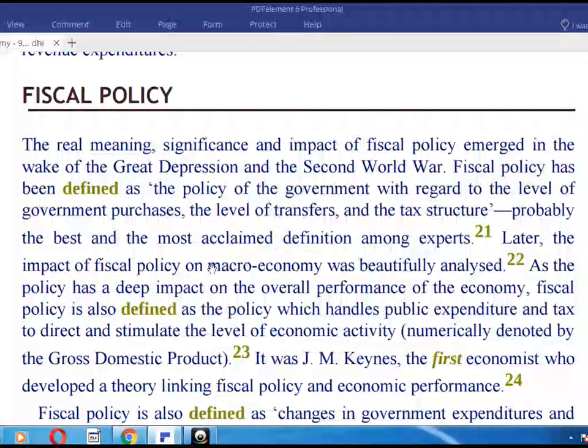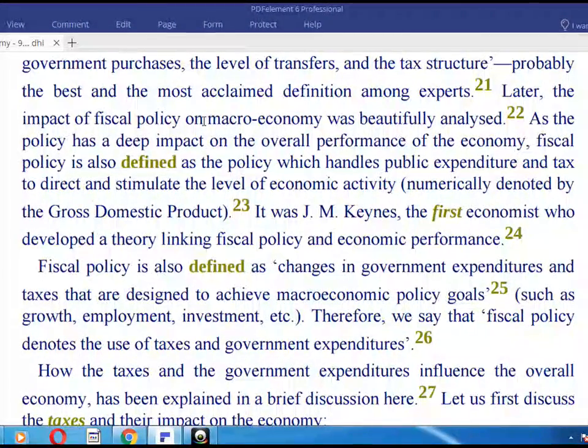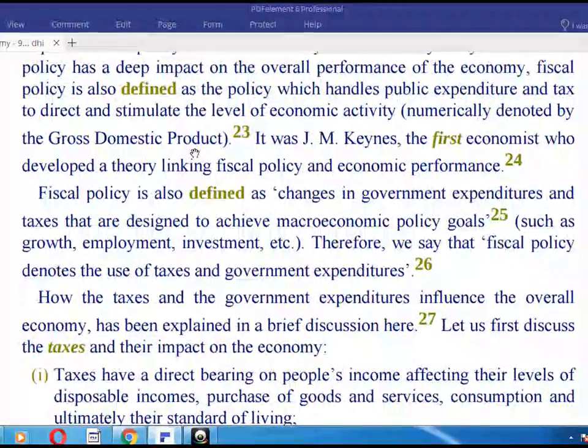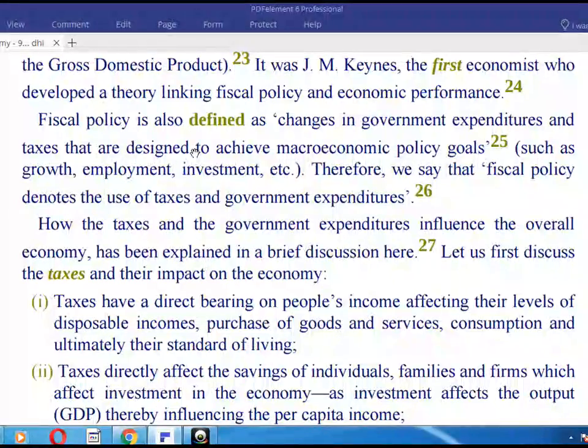Later, the impact of fiscal policy on the macroeconomy was beautifully analyzed, as the policy has a deep impact on the overall performance of the economy. Fiscal policy is also defined as the policy which handles public expenditures and taxes to stimulate the level of economic activity, numerically denoted by the gross domestic product. It was J.M. Keynes, the first economist to develop the theory linking fiscal policy and economic performance.